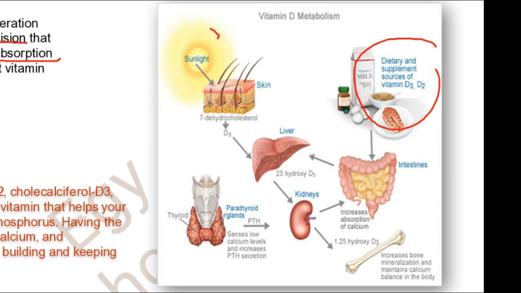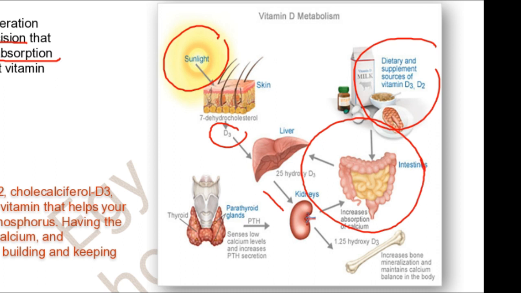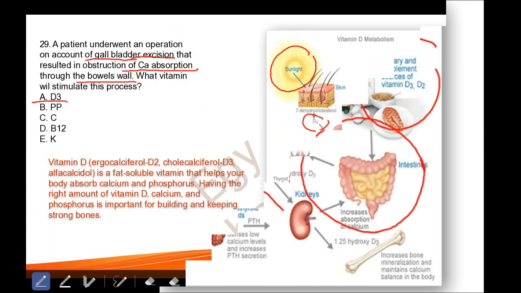As you can see here, the sunlight is also a source of vitamin D3 that goes to the liver and the kidney, and the main place for absorption is the intestines. So since the gallbladder here is removed, then we should give supplements such as vitamin D3 to help the calcium get absorbed in the intestines.